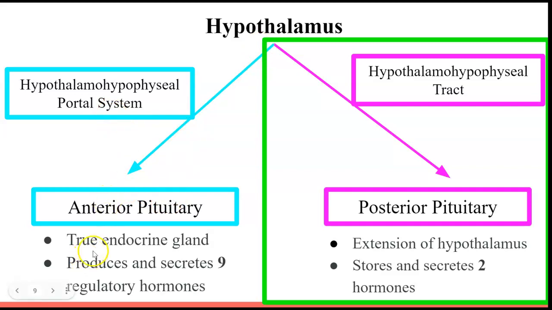Now, one thing to note is the anterior pituitary is what's called a true endocrine gland. What that means is it's a gland all on its own. It's a separate gland, whereas the posterior pituitary is just an extension of the hypothalamus. And the anterior pituitary is actually going to produce and secrete these regulatory hormones. So the posterior pituitary is just going to store and secrete two hormones, whereas the anterior pituitary is going to produce and secrete them. Okay, so the posterior pituitary is storing these two specific hormones that are coming directly from the hypothalamus, whereas the anterior pituitary is going to produce these hormones.